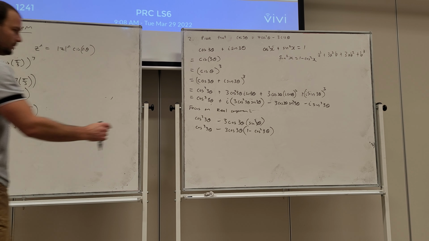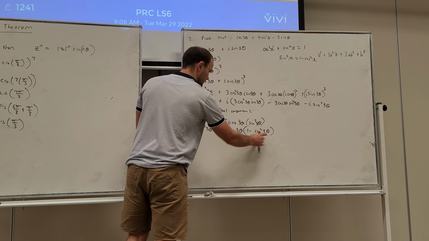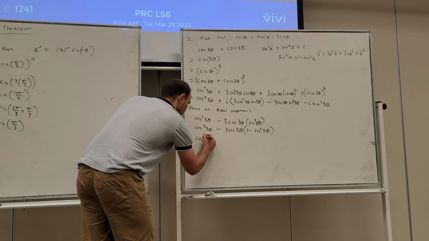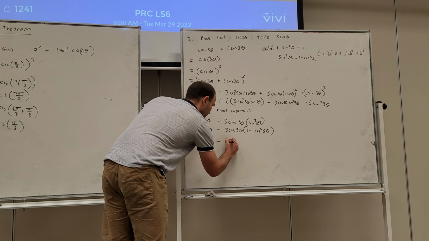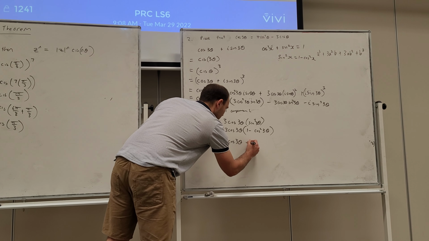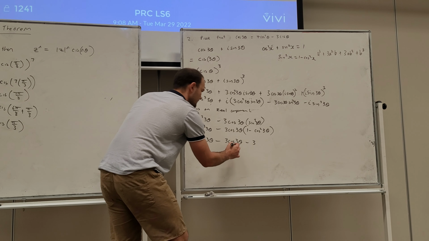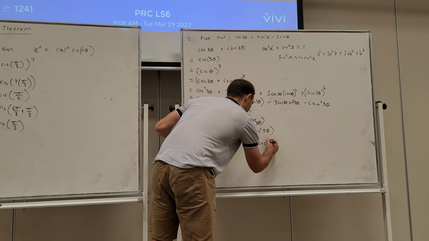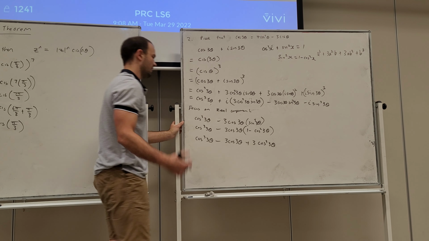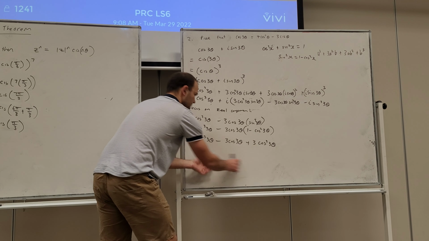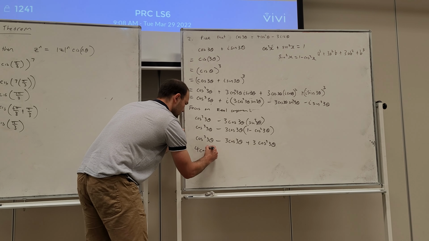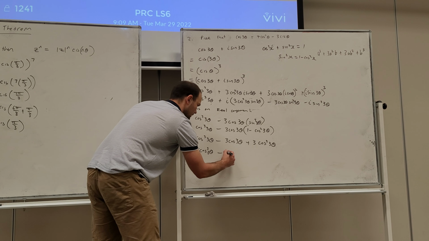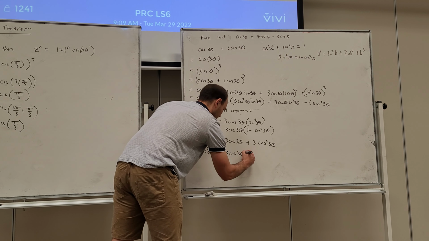Okay, we can distribute this. So we're going to have cos to the 3 theta, take 3 cos 3 theta, plus, it's going to be negative, plus 3 cos to the power of 3 theta. And then when we collect like terms, they're like terms: 4 lots of cos to the 3 theta, take 3 cos 3 theta.